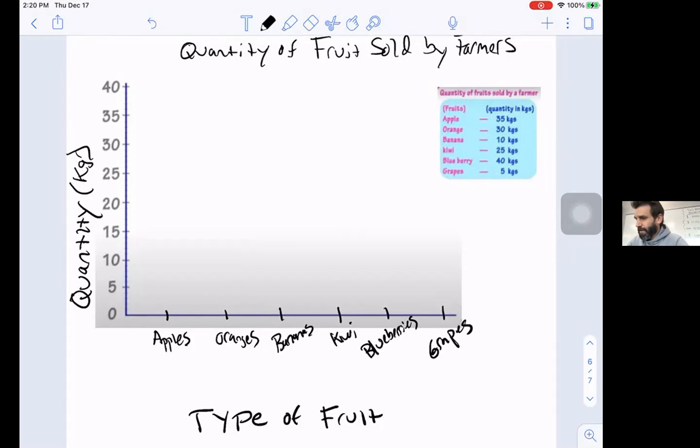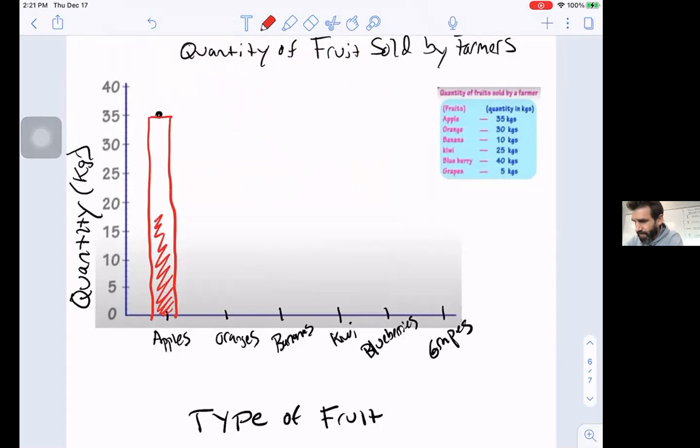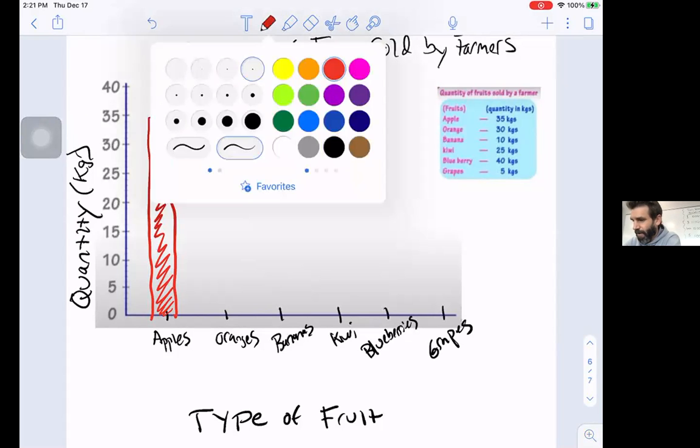So to start with, apples, I go back up to my data table here and I see, oh yeah, the farmer sold 35 kilograms of apples. So quantity, I go up here to 35 and I'll make a little dot above the apples. And maybe we'll make our apples in red here. So 35 apples.